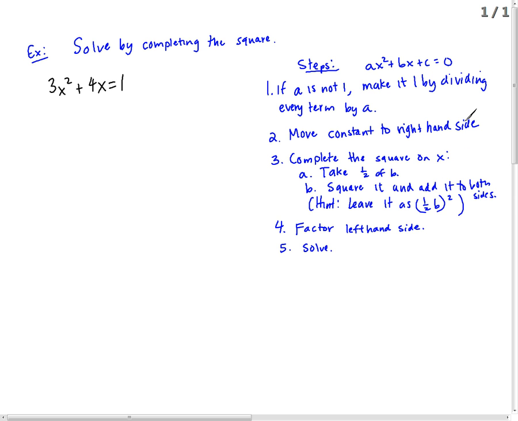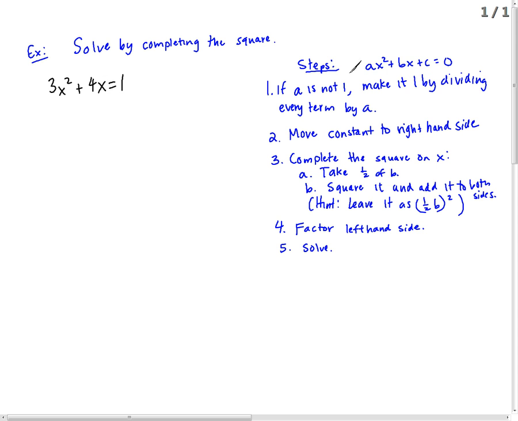Now we're going to complete the square. We're going to solve a quadratic equation by completing the square. We have the quadratic equation 3x squared plus 4x equals 1. So I'm just going to walk you through the steps over here. The first thing we do is check to see if the coefficient of x squared is 1.